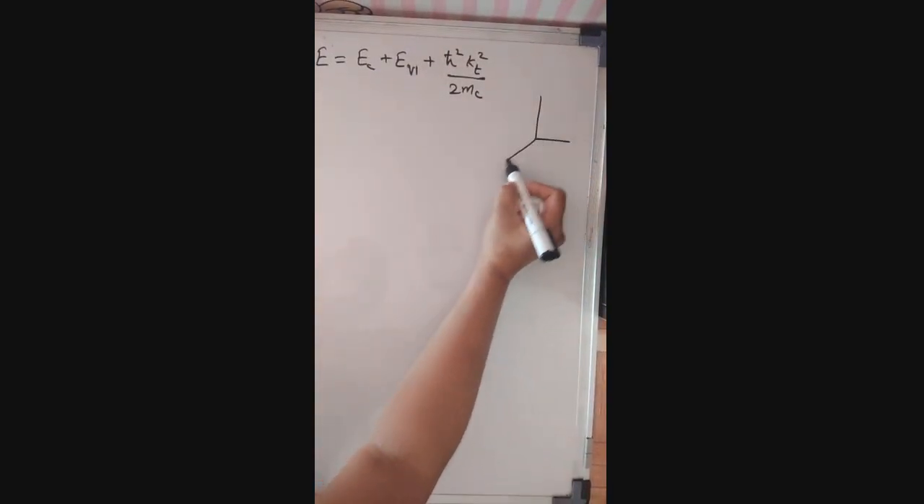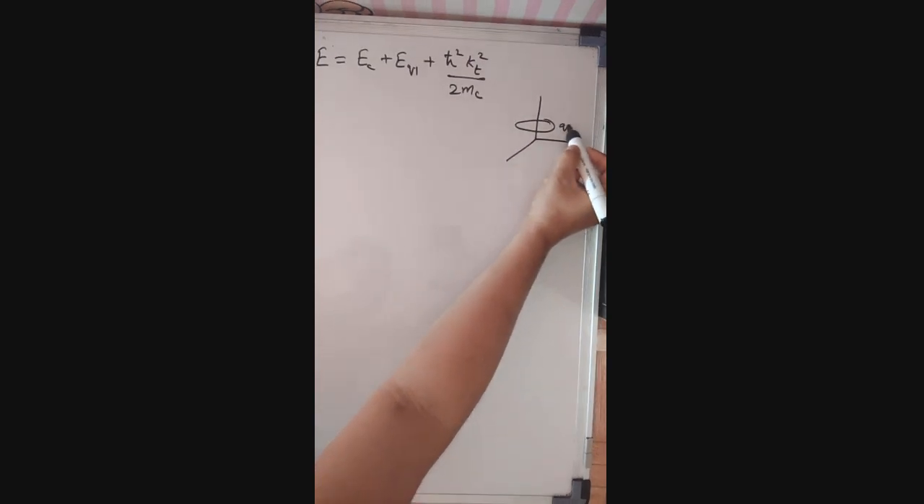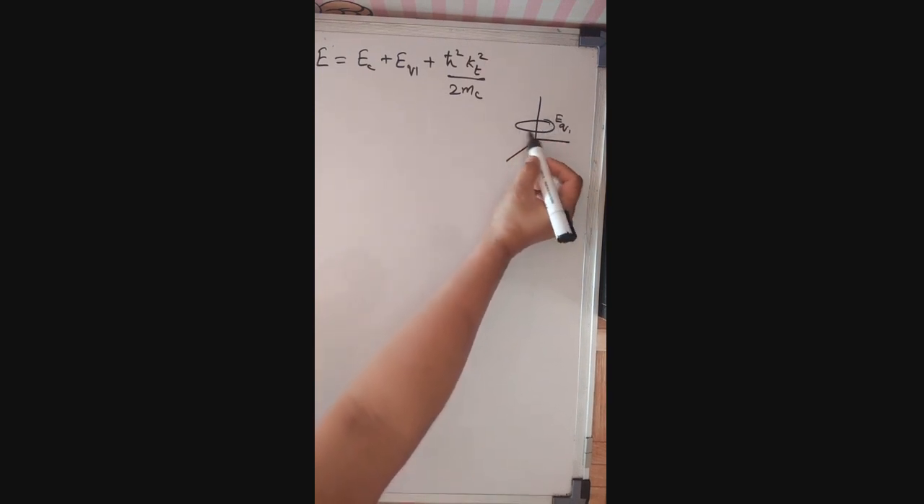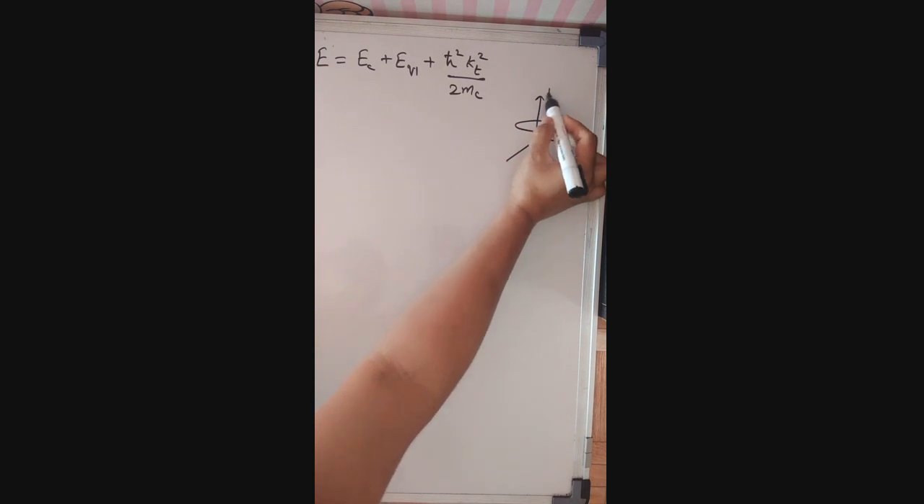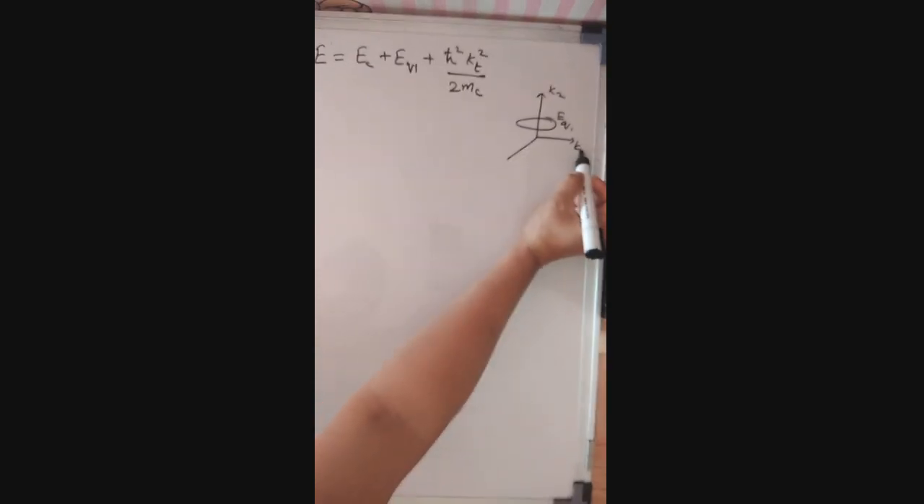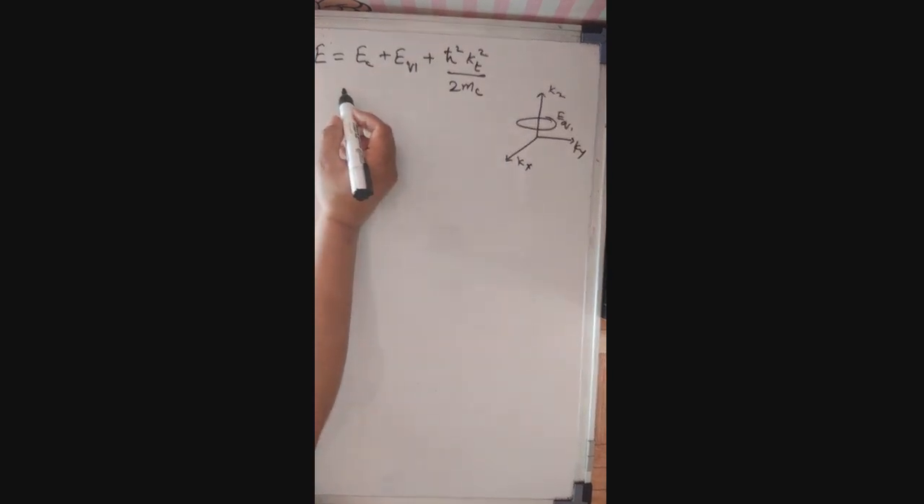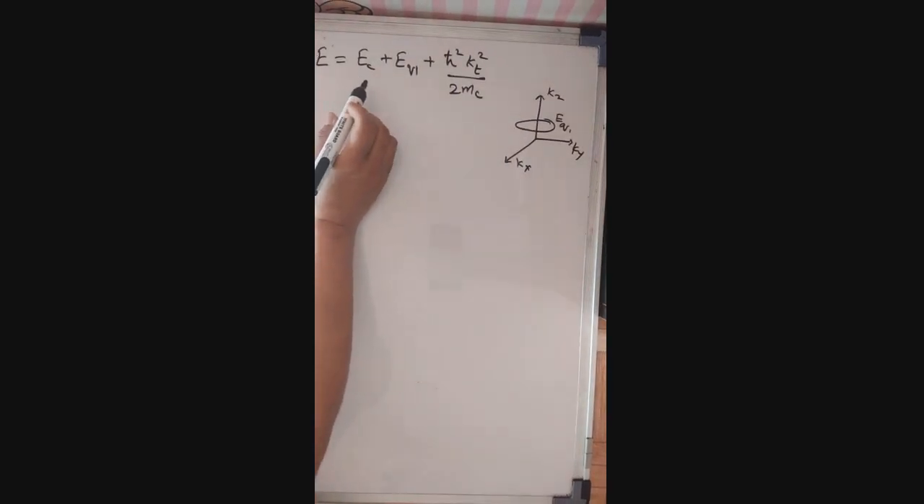EQ1 is the energy of the first ring that we are talking about. This is the individual energy of this ring. Okay, we are not talking about with respect to any other reference point. This is the individual energy of this ring in the z direction. This was kz, this was ky, and this was kx. Okay, so we'll proceed from here. Energy we have found out.